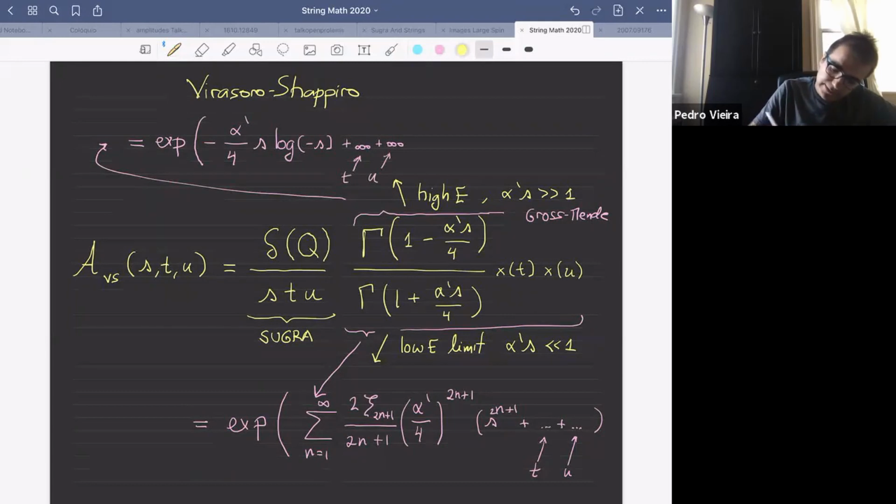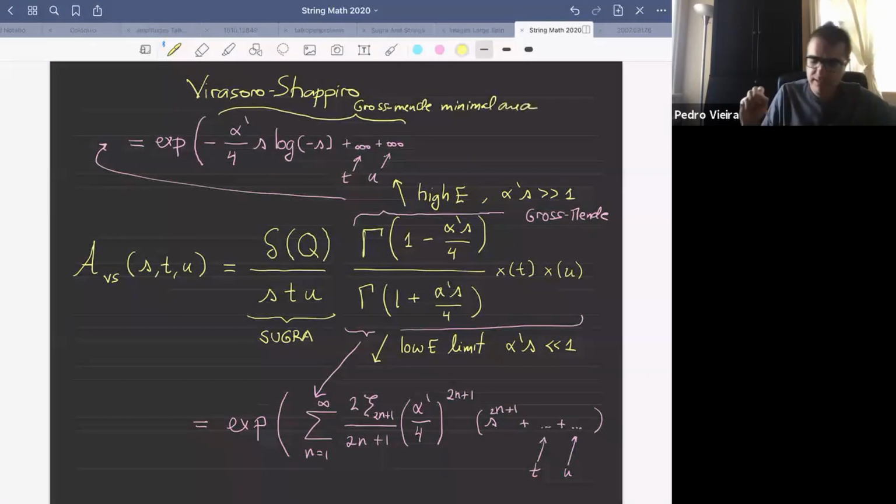And this is what Gross and Mende computed. So let's call it the Gross-Mende minimal area. Okay. So here, from the gamma functions, this is just Stirling approximation. We just take alpha prime to be very big, use Stirling approximation, and we get immediately this result.